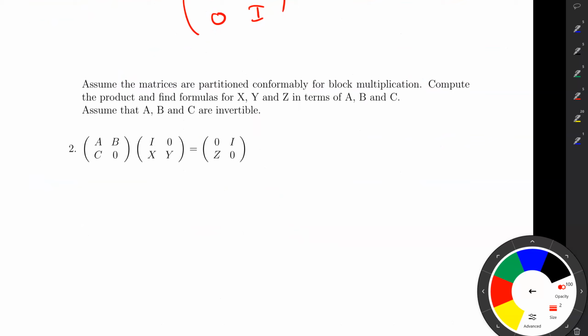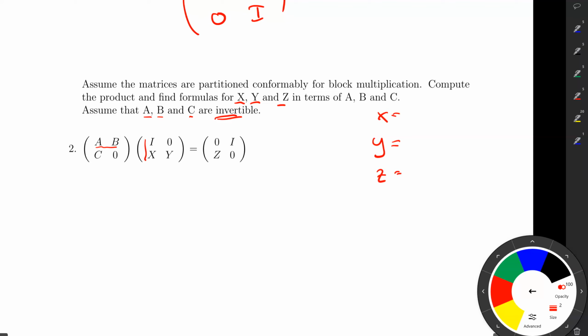All right, so here we want to solve for x, y, and z. So that's what we're solving for. Our answers will be x equals, y equals, z equals. And we've got information about A, B, and C that they are invertible. Okay, so let's multiply this out so I can compare entries.